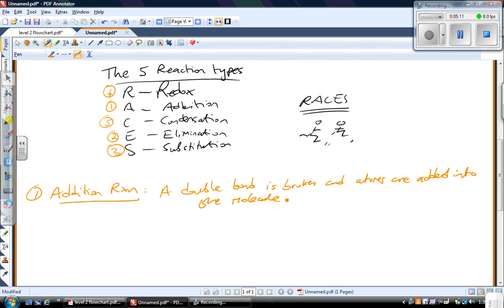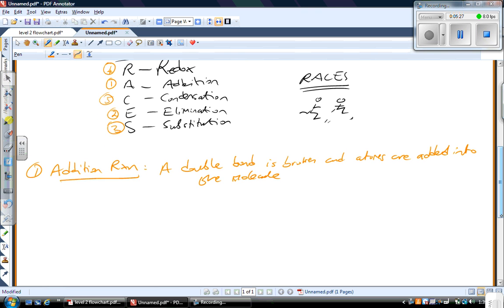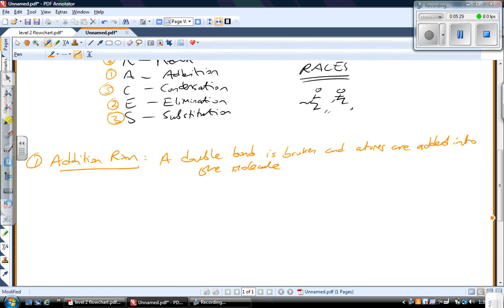Alright, so addition reactions are specific typically to alkenes, though as somebody pointed out in the lesson this week, of course, you can have addition on alkynes as well, which is a triple bonded carbon. And this was the main focus for your organic synthesis with level 2, and it's still necessary to be aware of it for level 3. Okay, so that's your definition.